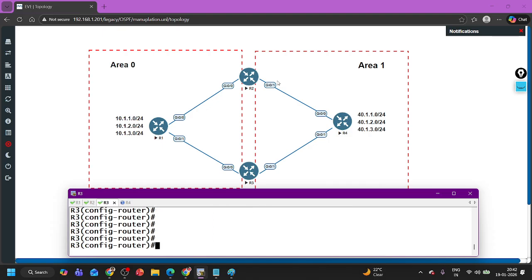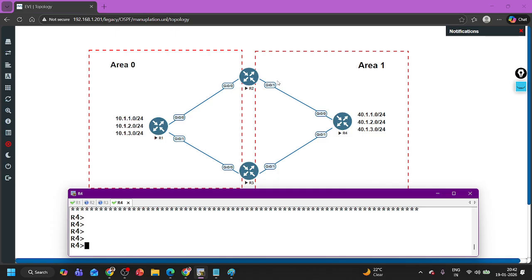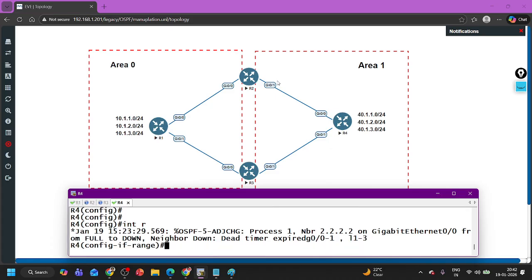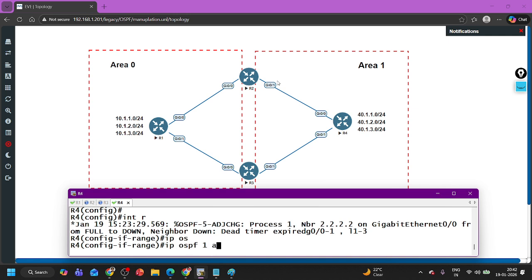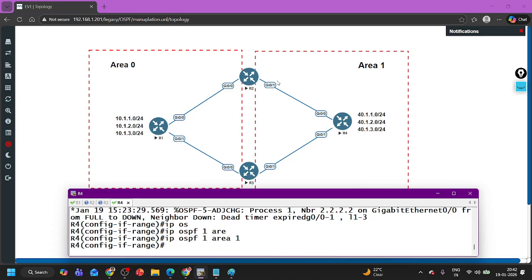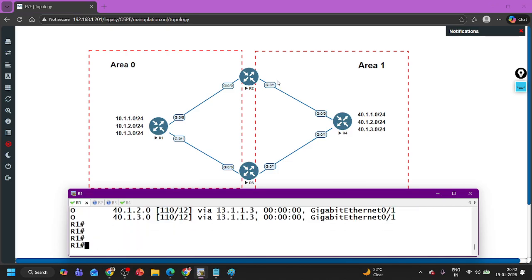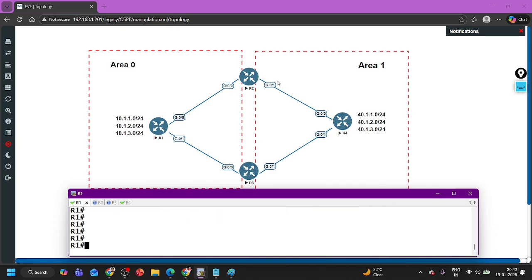On R3 also, interface G0/1, IP OSPF 1 area 1. And on R4, all interfaces are going to be in area 1. Interface range G0/0 to 1 and loopback 1 to loopback 3, IP OSPF 1 area 1. Now this is my inter-area scenario. Now if I check the database of router number 1, how many types of LSA will be there?